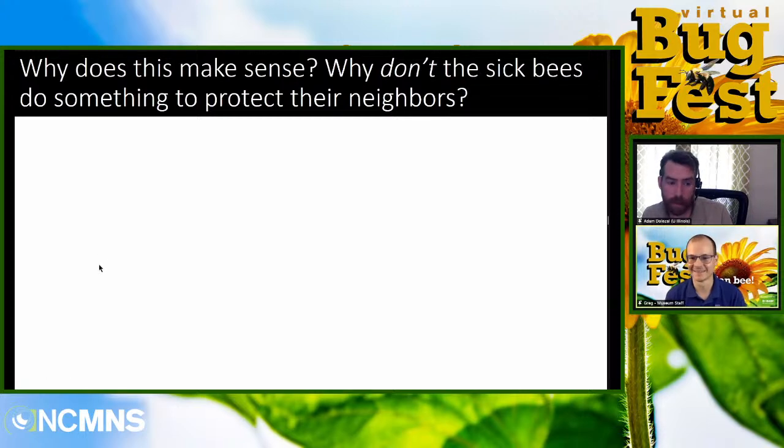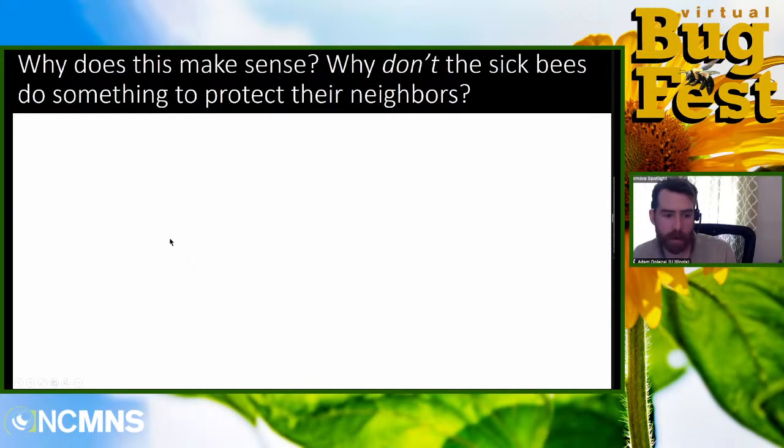So this benefits the virus. The virus has won in this situation, while in the other context, the virus has lost and the bees have won. And what's the big difference? Inside the colony, everybody's related. But what about colonies that are just next door neighbors? They're not related to them. So there's no selection to protect your neighbor.